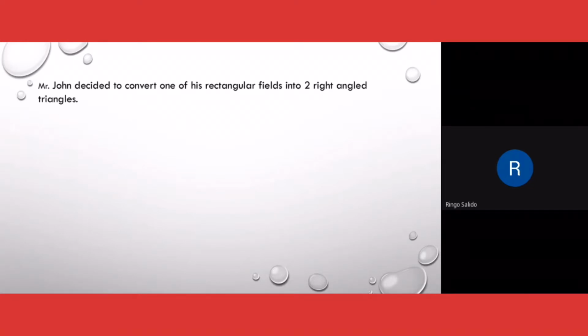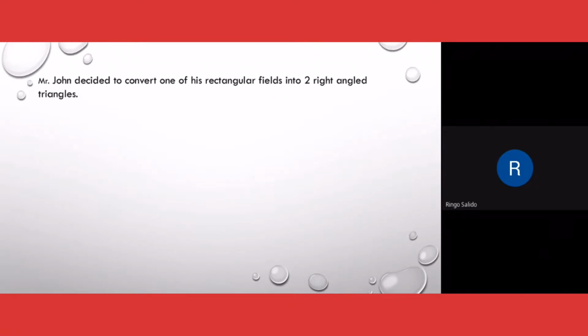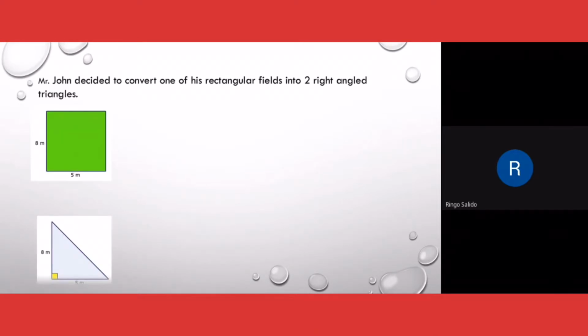Mr. Jan decided to convert one of his rectangular fields into two right-angled triangles. You can see the length of the rectangular field is 8 meters and the width is 5 meters. So you can see that the second field is already a triangle.